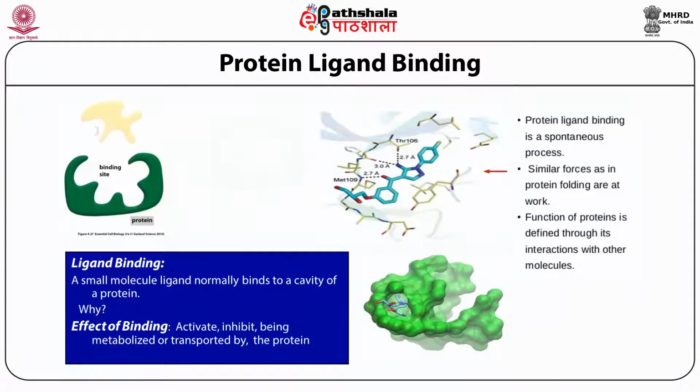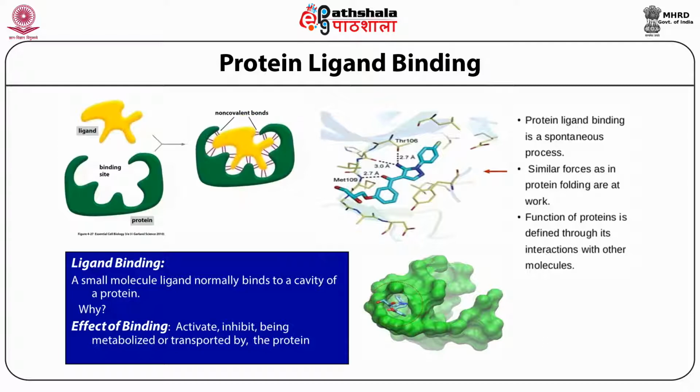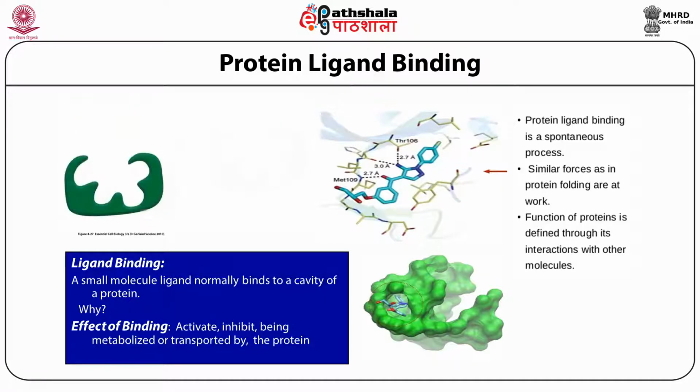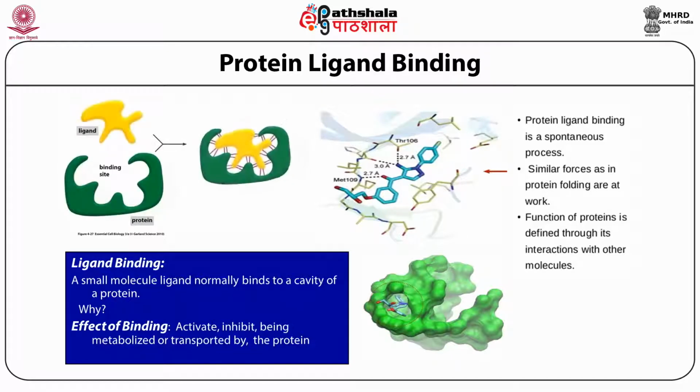Here I try to show some types of protein ligand interactions. You can see here the ligand is a small molecule which can bind to the specific binding site present on the receptor and is stabilized by a variety of non-covalent forces including hydrogen bond, electrostatic interaction, and van der Waals interactions. So the ligand can bind to the cavity of a protein, and that can either activate or inhibit the corresponding biological functions.